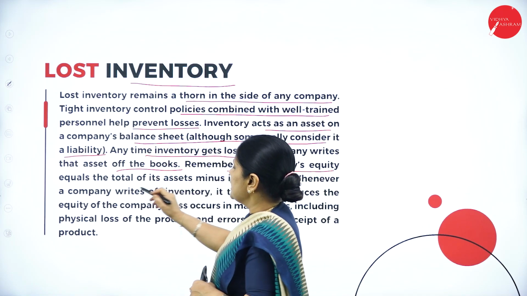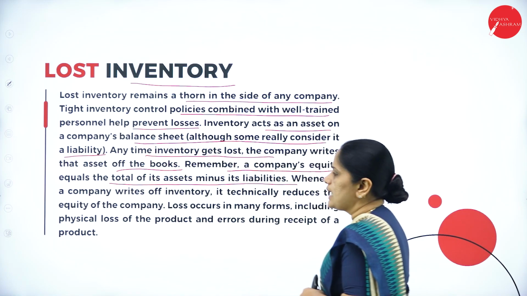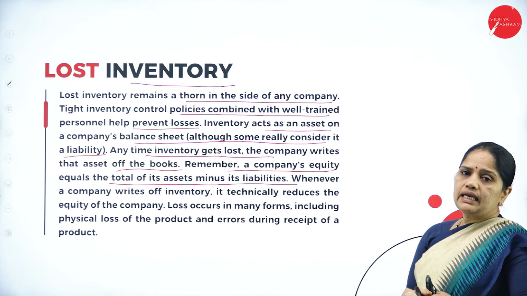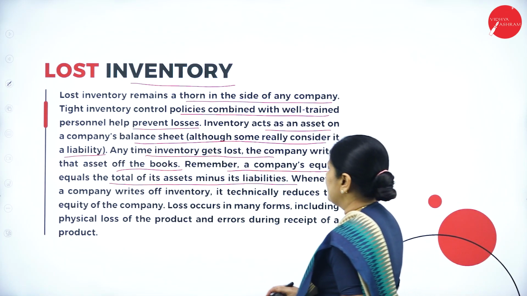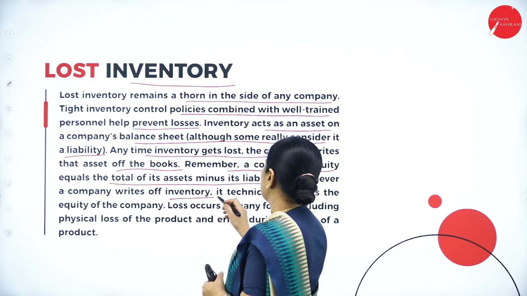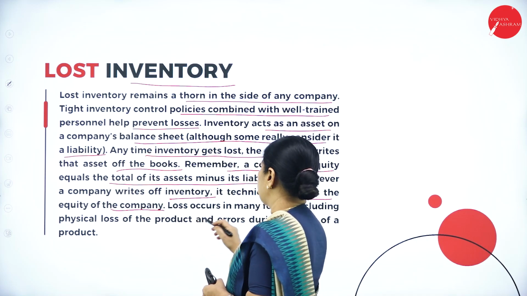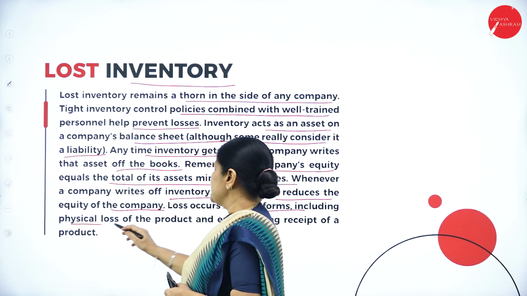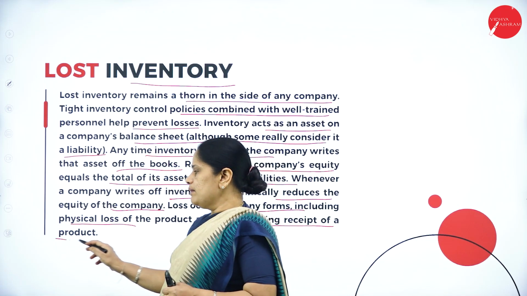Remember, a company's equity equals the total of its assets minus its liabilities. So whenever any of the inventory is lost, then the company will write it off in the books of accounts. So whenever the company writes off the inventory, it technically reduces the equity of the capital. Loss occurs in many forms, including the physical loss of the product and errors during receipt of the product.